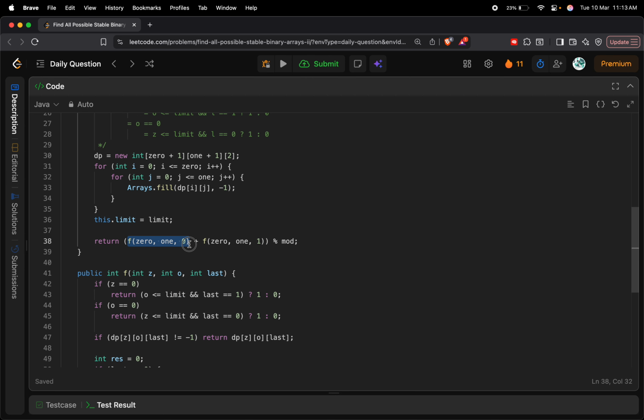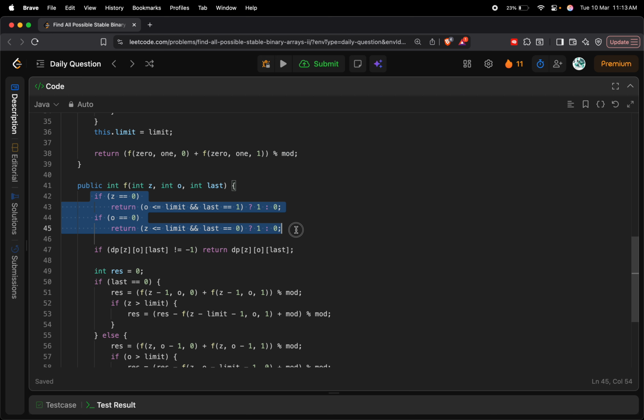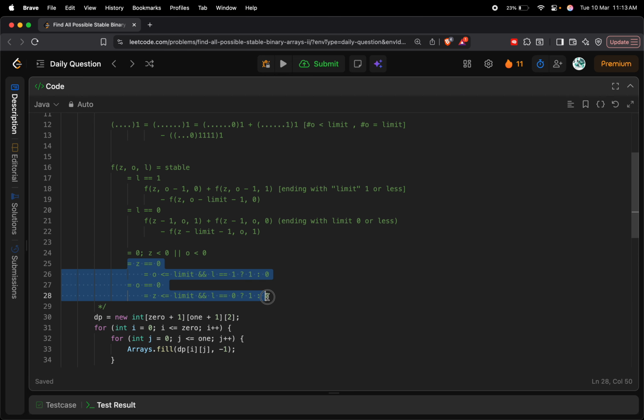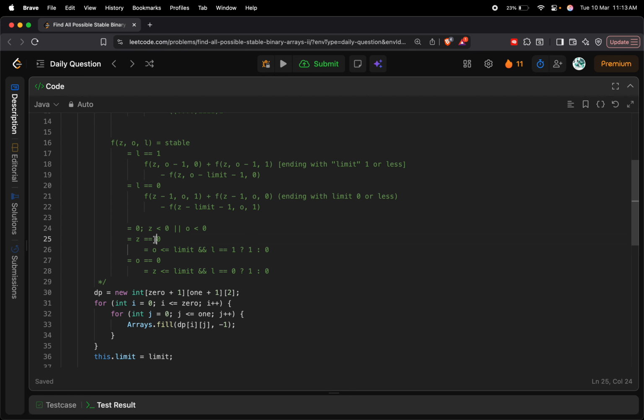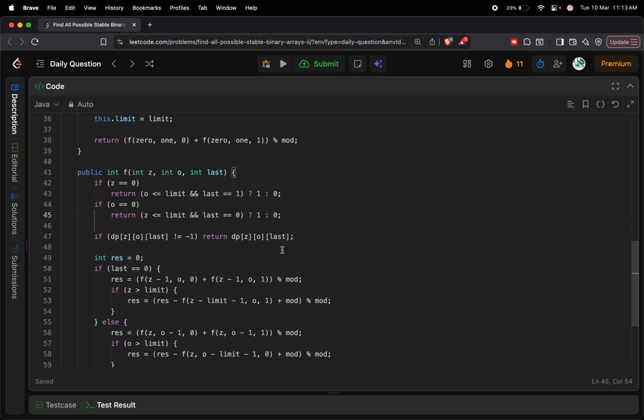My overall answer will be coming from two sub problems, either it can end with 0 or it can end with 1, right? And then I'm taking modulo overall. Now I've just converted this into the function. If z is equal to 0, then this case is basically similar to the case I have over here. And if o is 0, that means the number of ones I have is 0. Then if the number of zeros is less than or equal to limit, and if the last position is 0, then it will be contributed as a valid solution, or else we will be contributing it as 0.